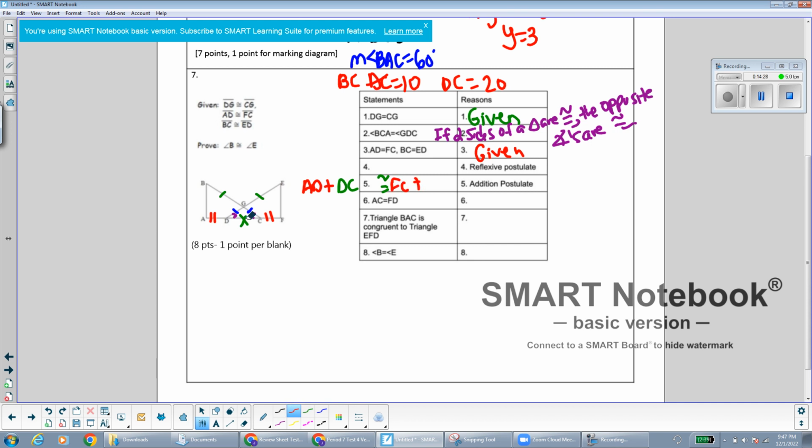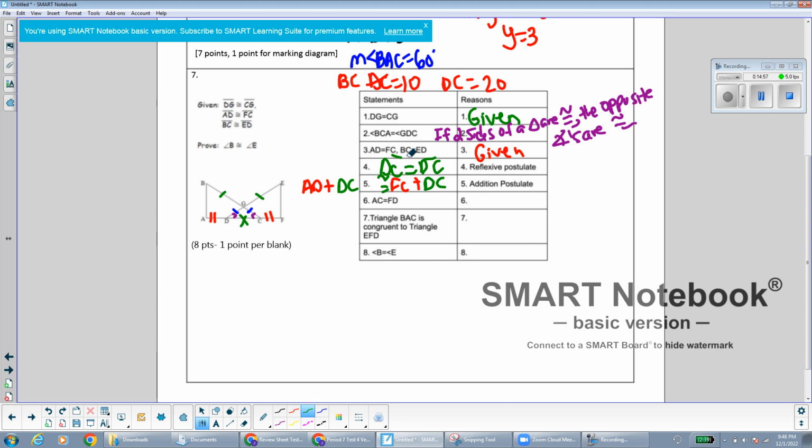Now remember, in order to use our addition postulate, we have to be starting with congruent things and adding congruent things. We do know that AD and FC are congruent from the givens, but we don't yet know that DC is congruent to DC. That makes sense to be our statement for the reflexive property because we need that for the addition postulate.